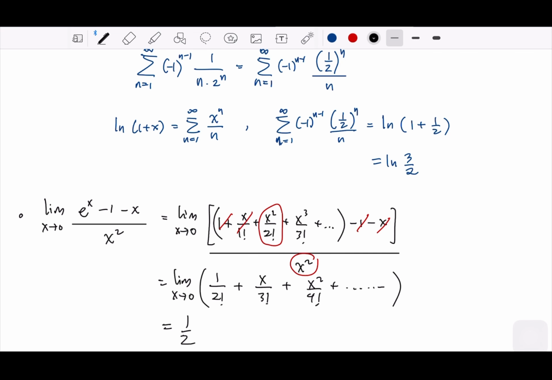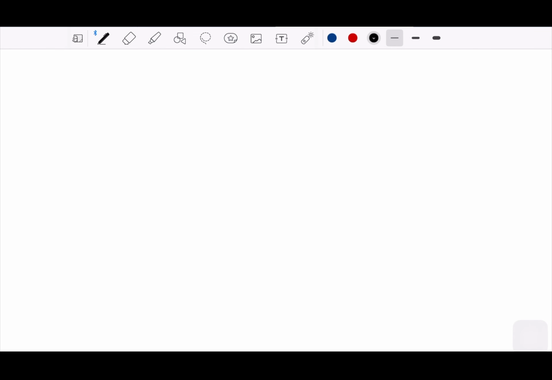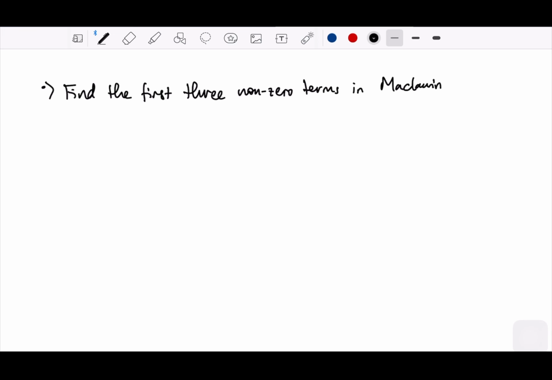For example, we need to find the first 3 non-zero terms in the Maclaurin series for, let me write, e to the x sine x and b, tangent x.